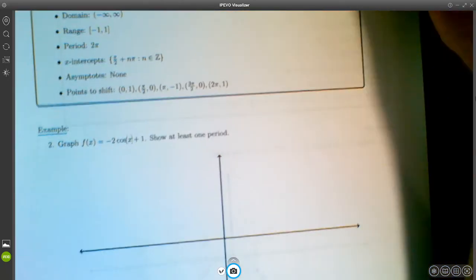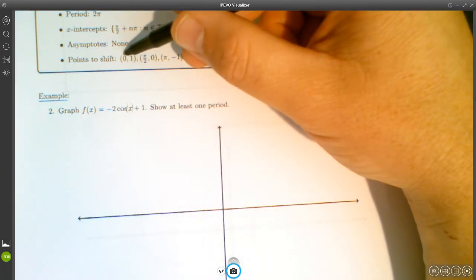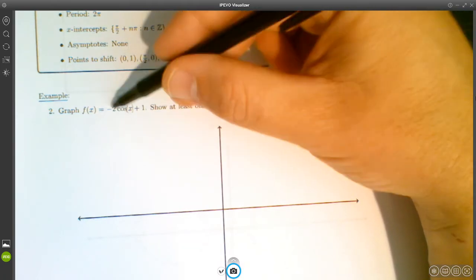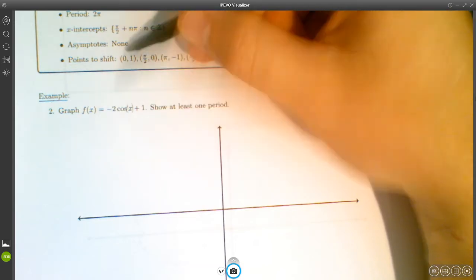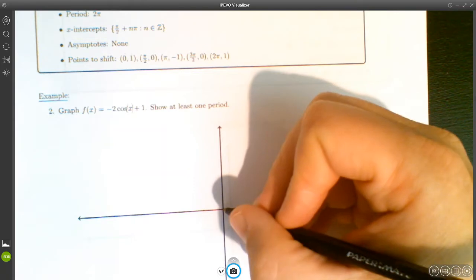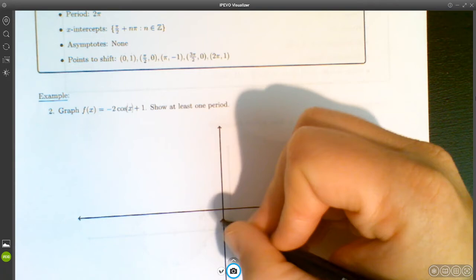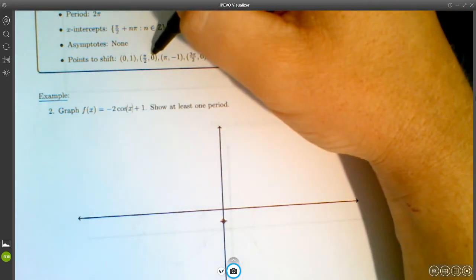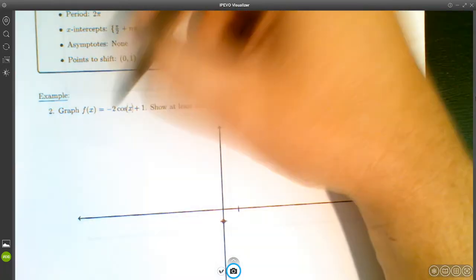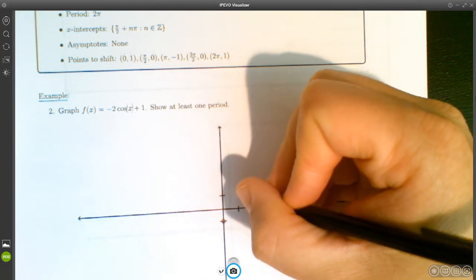So taking the point 0, 1, for example, we're not going to shift it left and right, so the x-coordinate is still going to be 0, but the y-coordinate is going to be multiplied by negative 2. 1 times negative 2 is negative 2, and then we add 1. Negative 2 plus 1 is negative 1. So instead of 0, 1, we're going to have 0, negative 1 for our first point. At pi over 2 the value is 0. Well, 0 times negative 2 is still 0, and 0 plus 1 is 1. So we're going to have pi over 2, 1.